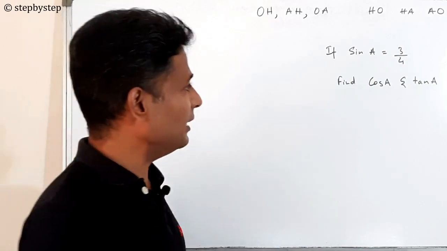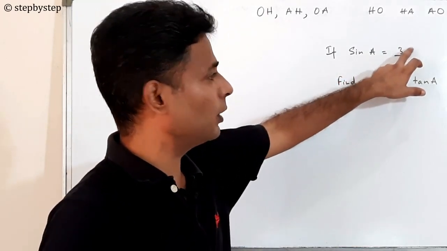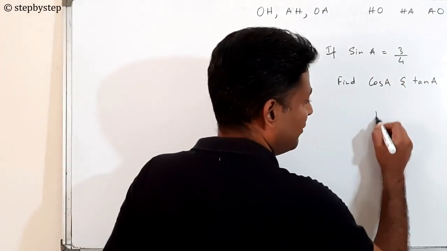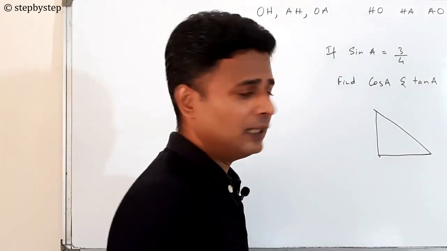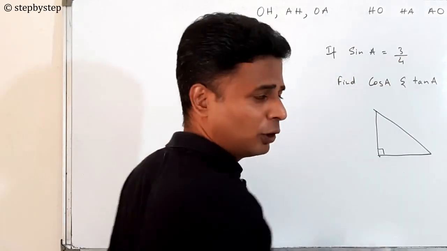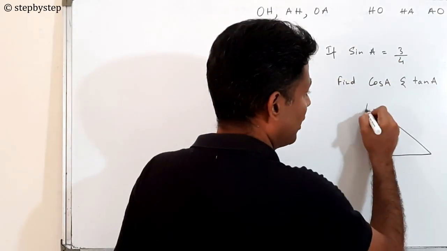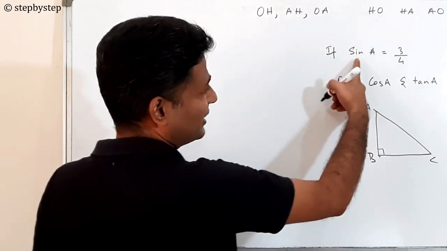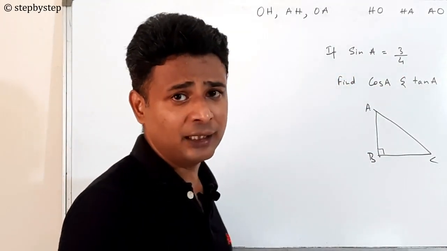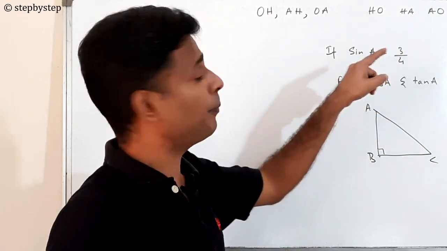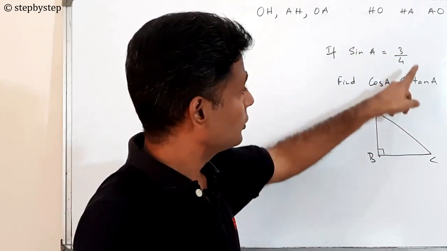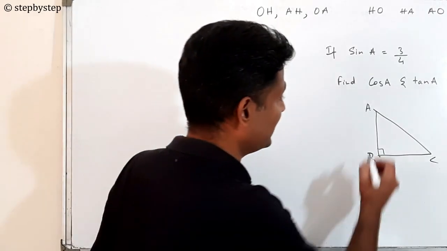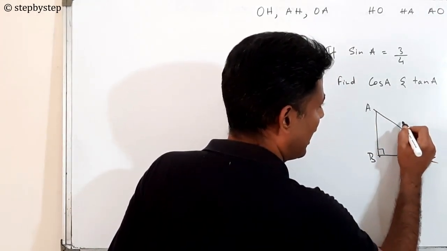Alright guys, now the third question, they have told if sin A is equal to 3 by 4, find cos A and tan A. Now we know sin A, and first thing we need to do is draw a right angle triangle. So if sin A is equal to 3 by 4, it means A is not the right angle. We can mark the other two angles as B and C. Now what have they said? Sin A is 3 by 4. What does it mean? The ratio of opposite side by hypotenuse. So the ratio of opposite side by hypotenuse is 3 by 4. So opposite side is 3, hypotenuse is 4.